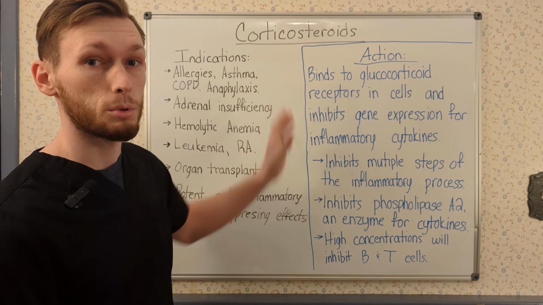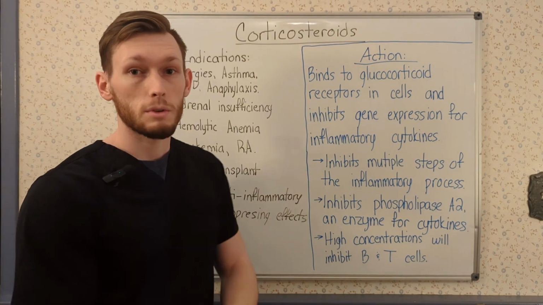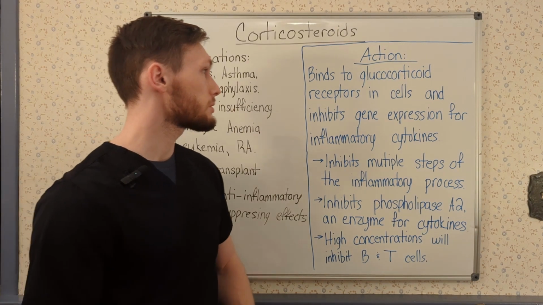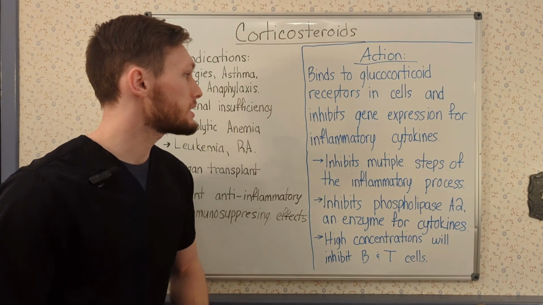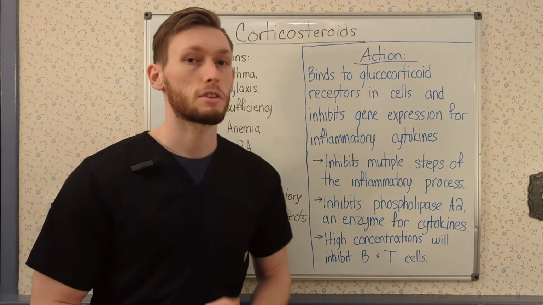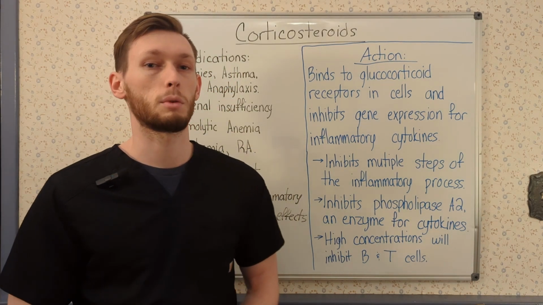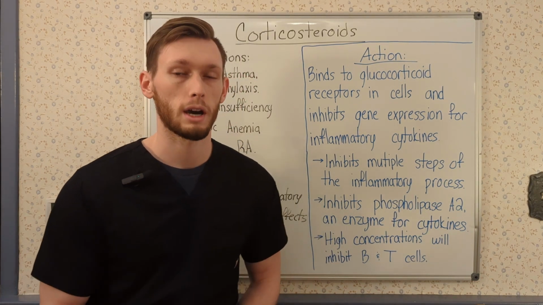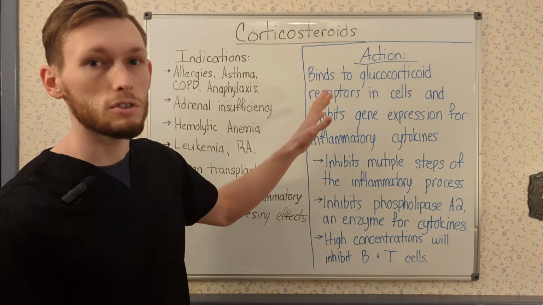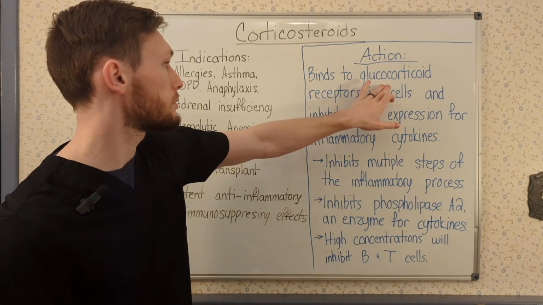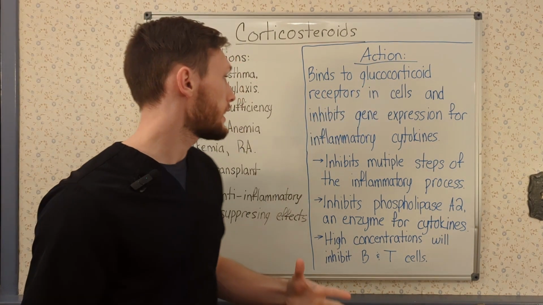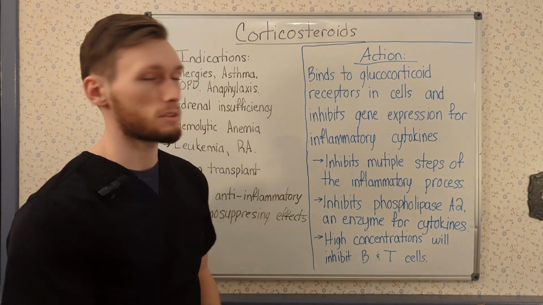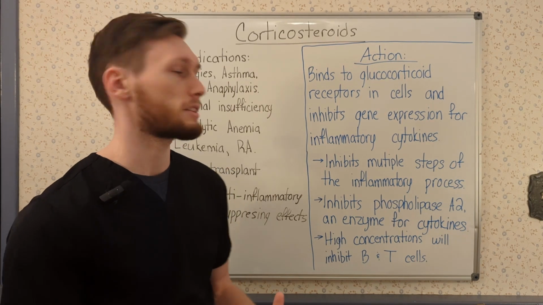I have the definition up on the board here if you need to freeze the frame, but I'm going to just read it off for you. Corticosteroids bind to glucocorticoid receptors in cells and inhibit gene expression for inflammatory cytokines. Those inflammatory cytokines, real quick, are proteins that basically signal your body to start the inflammation process. What these do is they bind to these glucocorticoid receptors inside cells and basically stop the gene expression for those inflammatory cytokines.